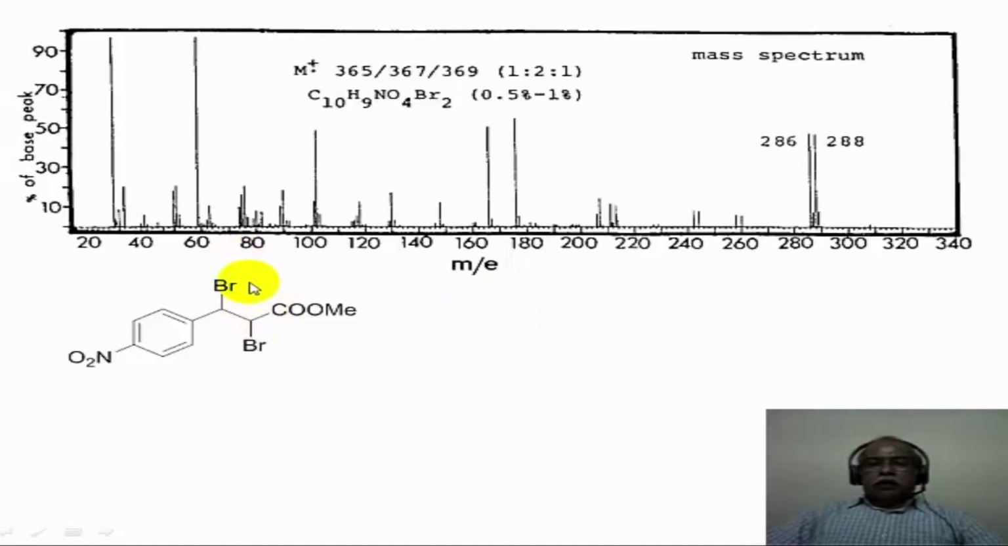Now this is another molecule. Unfortunately, this molecule does not show the molecular ion peak because of extensive fragmentation. A very tiny amount of the molecular ion is formed, from which the information is extracted as m plus 365, 367, 369 corresponding to the presence of two bromines in the intensity ratio of 1:2:1, and the loss of one bromine results in the formation of the fragment ion at 286 and 288 corresponding to the 79 and 81 bromine isotopes. So the presence of bromine is easily detected in the mass spectrum.